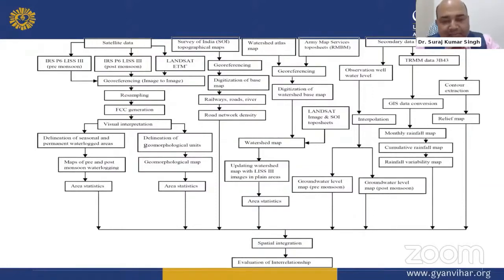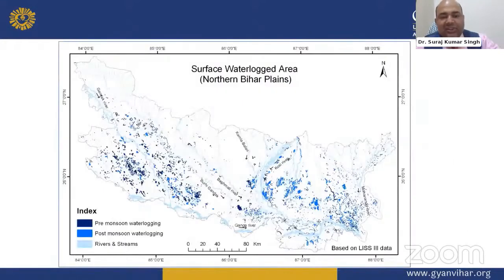Next slide, please. So you can see this is the total distribution of the permanent water logging areas. The black colors are the permanent water logging area. So you can see nearly the entire area is covered with this wasteland. Next, please.